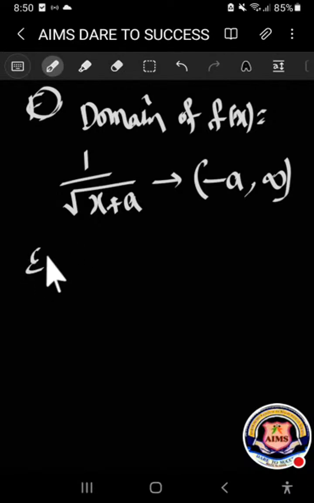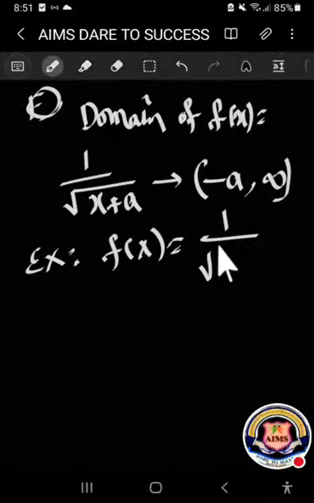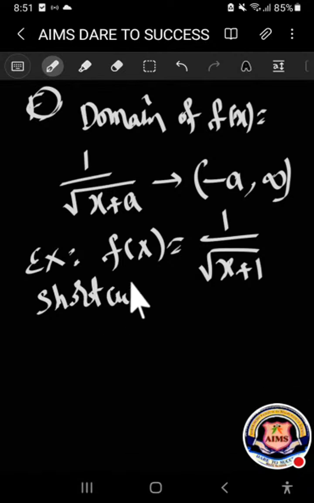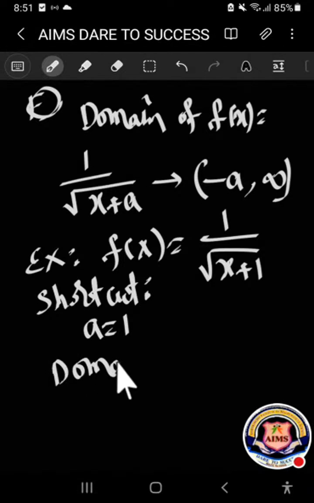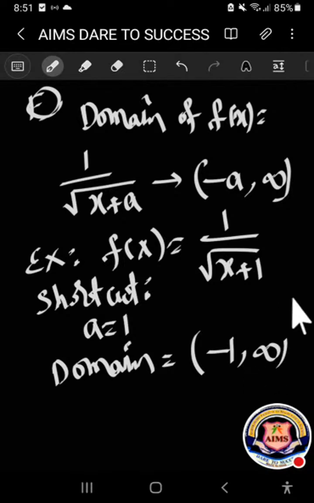It is an open interval. So practice one question. I am writing an example: domain of f of x is equal to 1 divided by under root of x plus 1. Okay, just a is equal to 1. So I am writing the shortcut method. A is equal to 1, therefore the domain is an open interval, write it. Next, minus a, so -1 comma infinity.